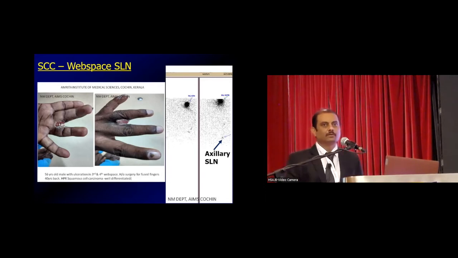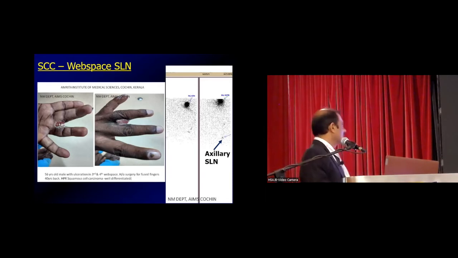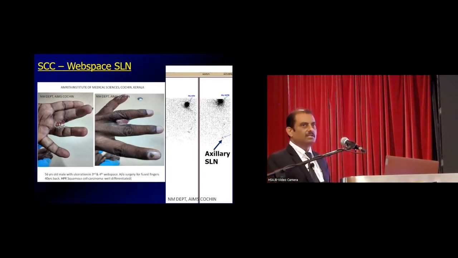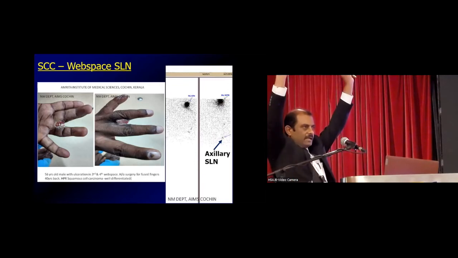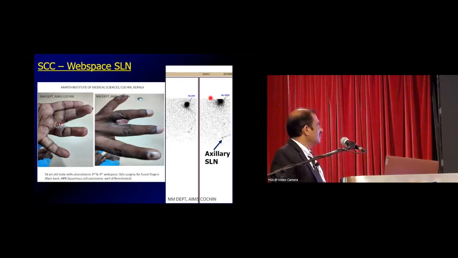So it may look very ugly to all of us, but it is a highly relevant image as far as the injection technique is concerned. This is a patient who had a surgery for his fused fingers 40 years before, and now presenting with a non-healing ulcer, very difficult to inject. But what is the advantage? You are able to show an axillary lymph node. So the patient has kept the hand like this. The imaging is done from up to down, and this is the injection site, and you can see a small lymph node, that is the axillary lymph node.